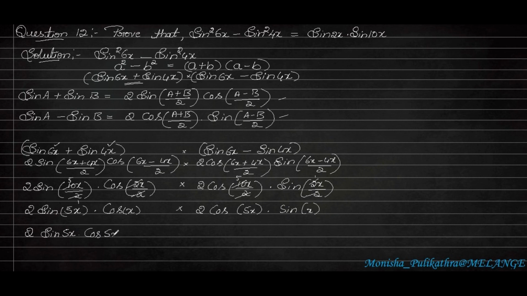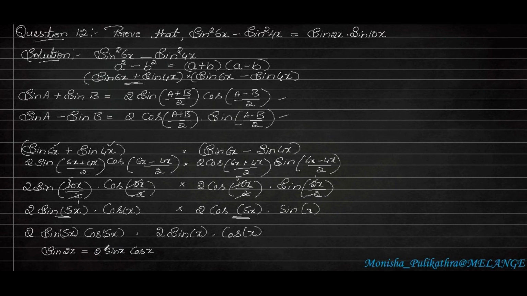So I will be taking these 5x terms together, into 2 and x terms. 2 sin x is there, 2 sin x into cos x. Hope you understood this. So 2 sin 5x and cos 5x, again this 2 sin x and cos x, because there is a formula existing, that is sin 2x. The formula for sin 2x is 2 sin x cos x.